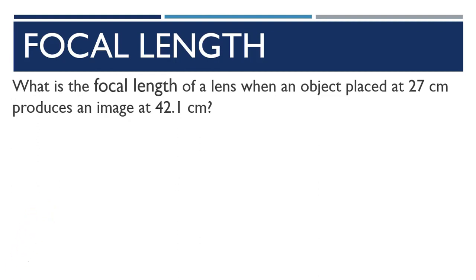What is the focal length of a lens when an object placed at 27 centimeters produces an image at 42.1 centimeters? So the first thing that we need to do is look at the question and see what do we know and what are we looking for. So the object is placed at 27 centimeters. That is our object distance, or our DO. The image is then produced at 42.1 centimeters.